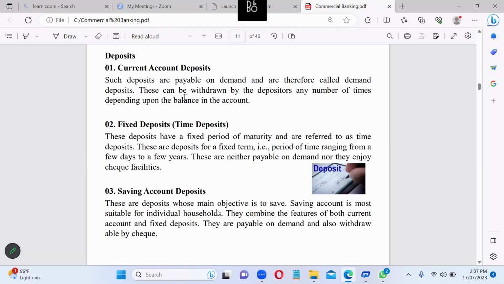Saving account's main objective is to save. A saving account is most suitable for individual householders. Each and every one of you nowadays holds a saving account. They combine the features of both current account and fixed deposit. They are payable on demand and also withdrawable by check.